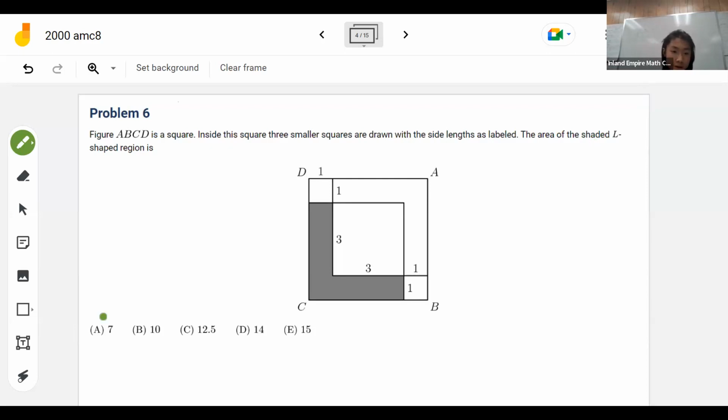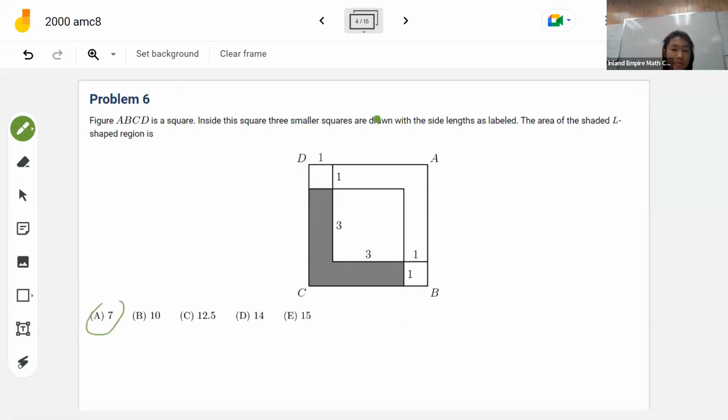All right, so the correct answer to this problem was A. We're looking for the area of the shaded L-shaped region. To do that, we can split it up into two parts, and after you split it up, it's pretty easy to see how we can solve it. We have one rectangle down here with length of 3 and width of 1, so that'll give us an area of 3.